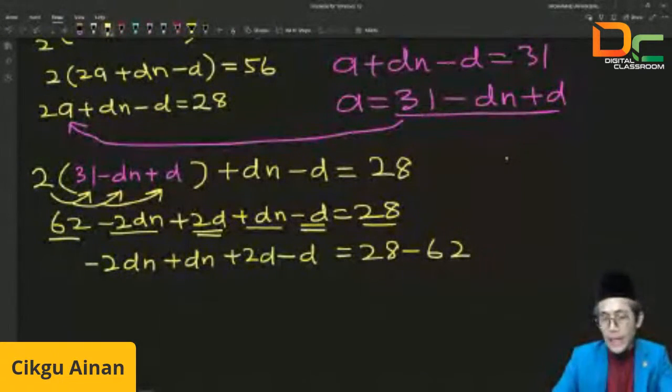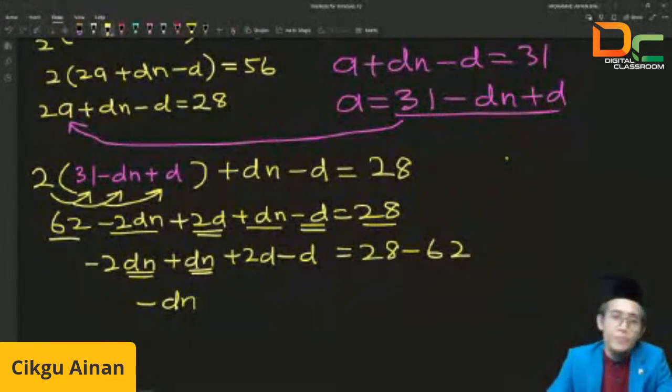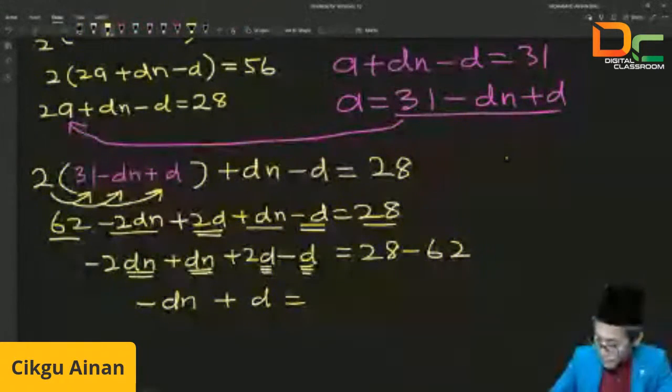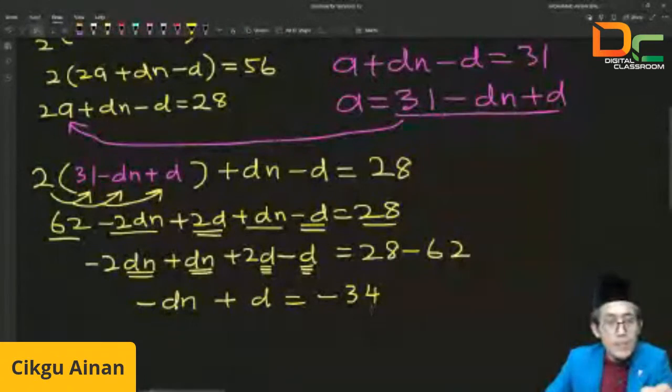Now the next step is minus 2dn. This is the same thing. It's like chicken. Minus 2 chicken plus chicken is minus chicken. The chicken is dn. This one also the same thing. This one is maybe box. 2 box minus 1 box. So what's left? 1 box. Like that. So 28, 62. 34.